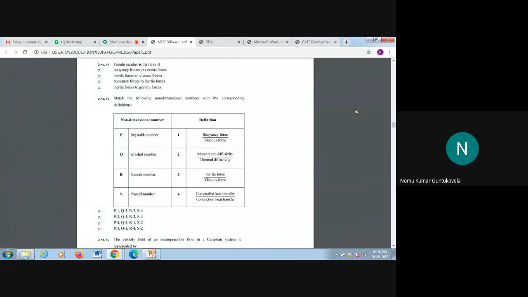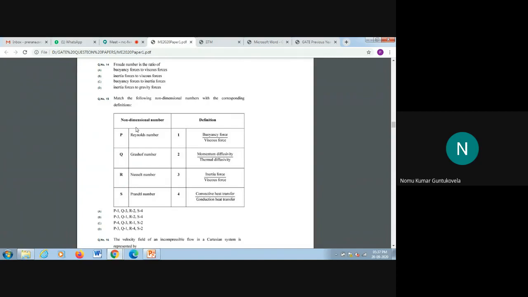Now here we have a match-the-following question for non-dimensional numbers with their corresponding definitions. First we have the Reynolds number, Grashof number, Nusselt number, and Prandtl number. The options are P1, Q3, R2 and so on, with definitions: buoyancy forces by viscous forces, momentum diffusivity by thermal diffusivity, inertia forces by viscous forces, and convective heat transfer by conduction heat transfer. Listen.